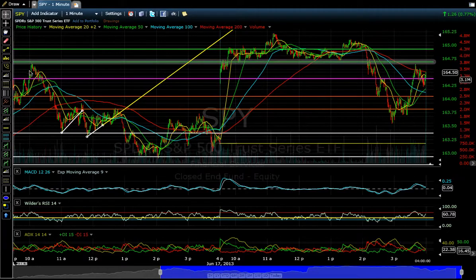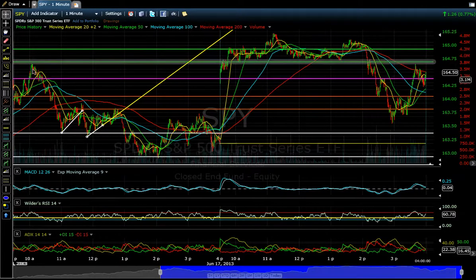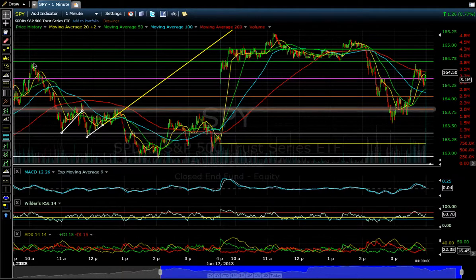This green line actually played a role here. But look at this. It could not get above this green line. Got above the purple line, but could not get above this green line. Once it hit there, it fell significantly, bouncing off this white line.